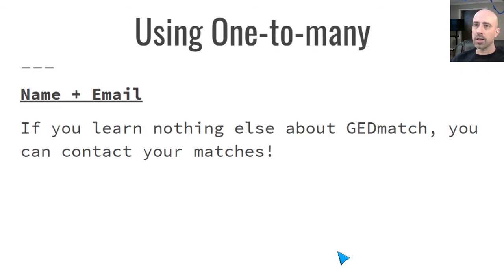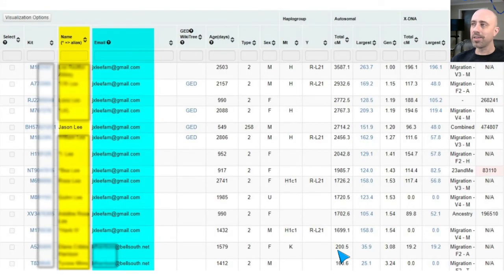So again, names and emails, very accessible information. If you learn nothing else about GEDmatch, you can get in there, you can go to the one-to-many list, you can start looking at names, you can start emailing these people and saying, hey, looks like you're a good match because you're at the top of my list. Let's work together, let's figure out what's going on. And they might understand a lot about GEDmatch and help you get going.